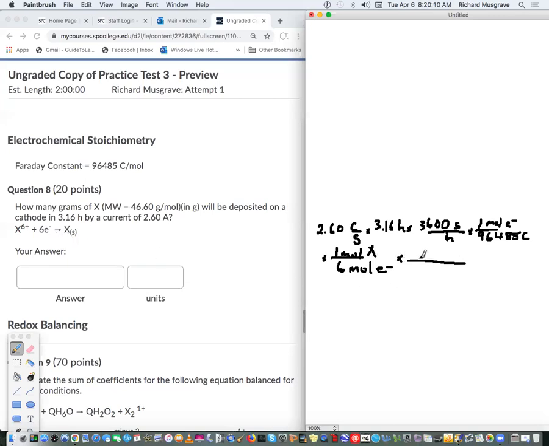You are also given the molecular weight, 46.60 grams of X per 1 mole of X. And that gives you your answer. And the answer is going to be, let's see, grams. So something grams. Does anybody have any questions? I won't do the math on that. It's fairly simplistic, but does anybody have any questions?